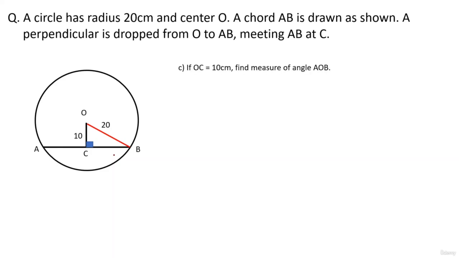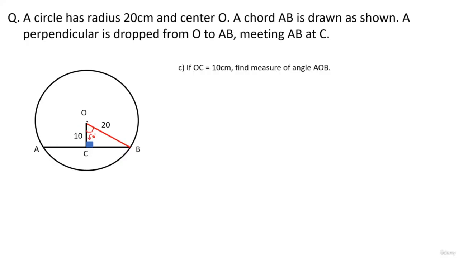If OC equals to 10 centimeters, find measure of angle AOB. All right. Now here, guys, you can use 30, 60, 90, or you may also apply trigonometry, whatever is your choice. I'll tell you the method by trigonometry. Okay, if you observe carefully, guys, this angle, angle BOC, suppose we call it theta. For this theta we know the adjacent side and we know the hypotenuse, so we can calculate cos theta. Cos theta here will be 10 divided by 20. It's nothing but half. Okay, guys, cos of which angle is half? We know cos of 60 degrees is half. So this angle is equal to 60 degrees.